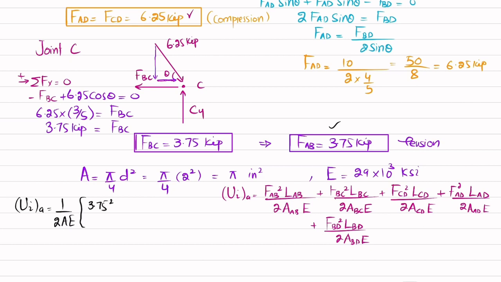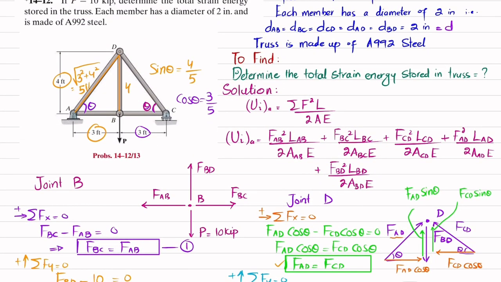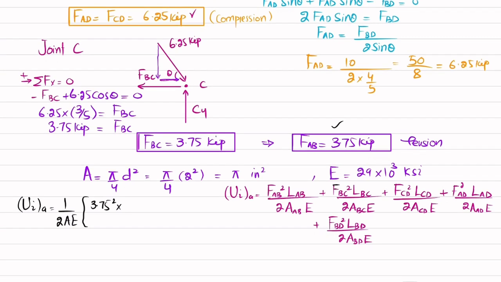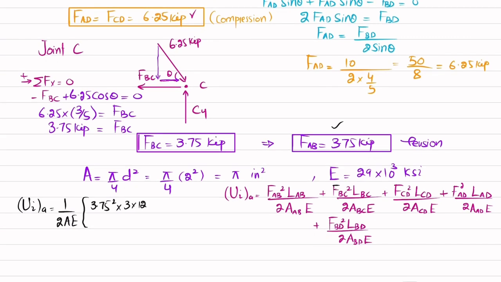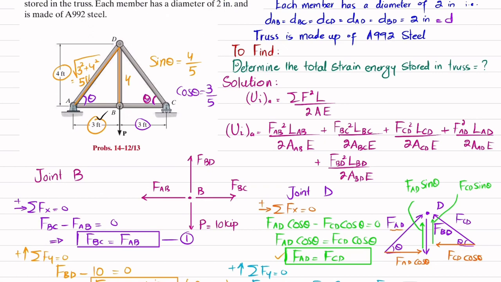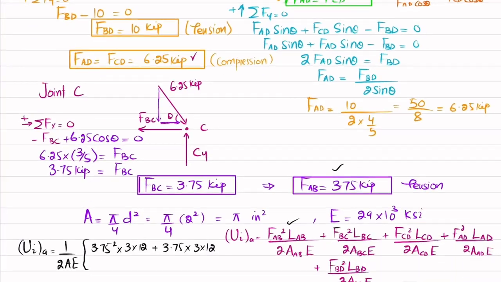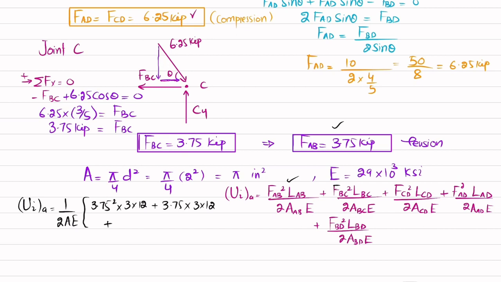3.75 square, and we will multiply it with L_AB, length of AB, which is 3 feet. So in inch, it will be 3 into 12. Clear? Plus, we have done with this, FBC. FBC is 3.75 and length is also same, 3 into 12. Let me show you, FBC is 3 feet. Okay. Plus, this is square.